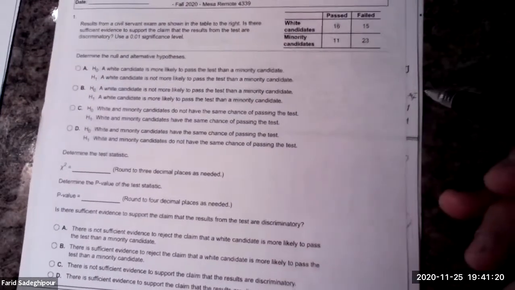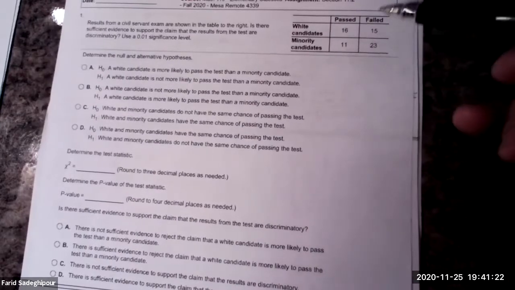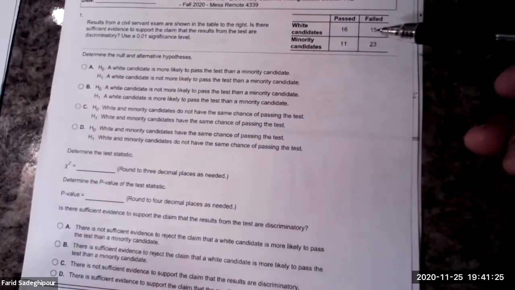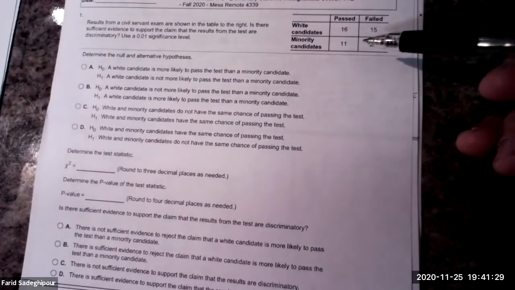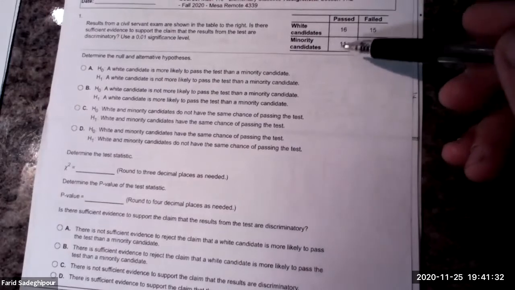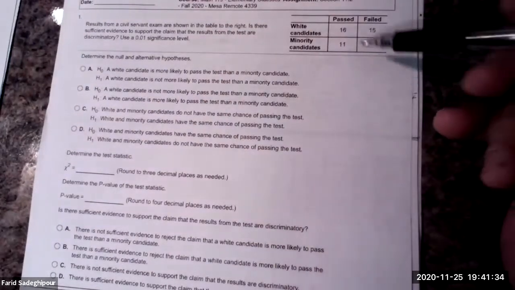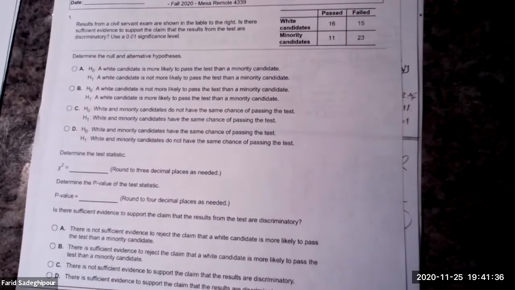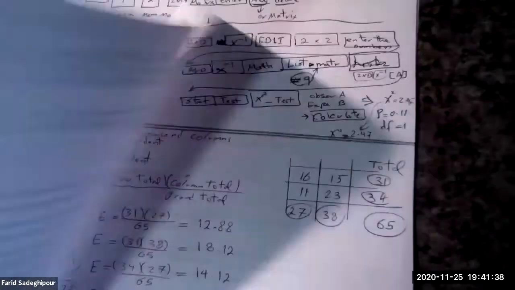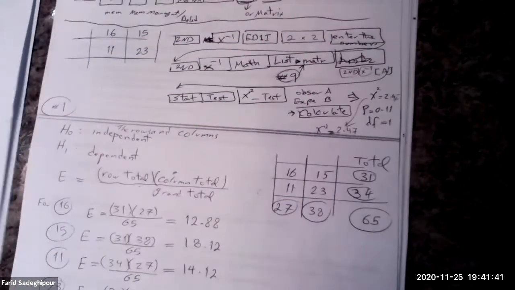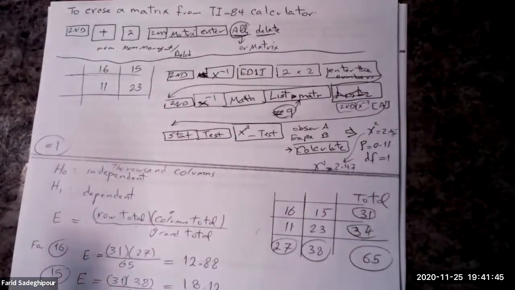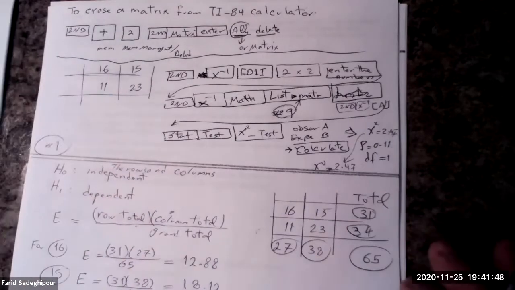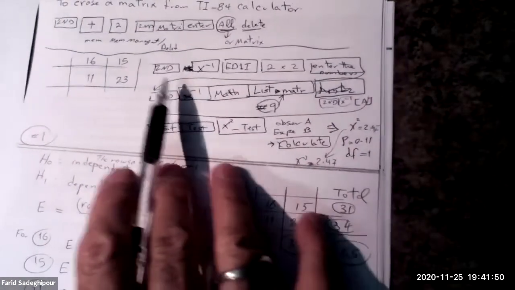This one: results from a civil servant exam are shown in the table to the right. Is there sufficient evidence to support the claim that results from the test are discriminatory, using a 1% significance level? So these numbers are given, okay? So we need to do all the calculations. All right. So I'll put those numbers here. But before I do the problems, I have to use the calculator.